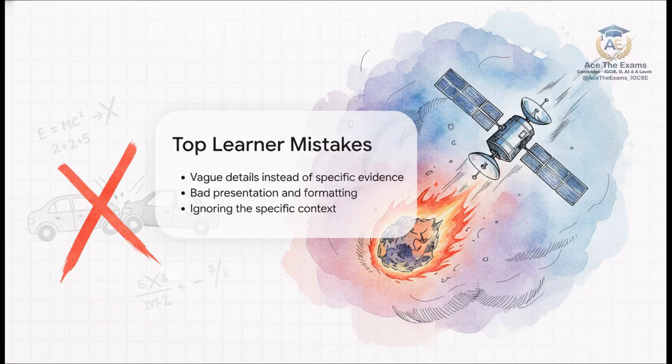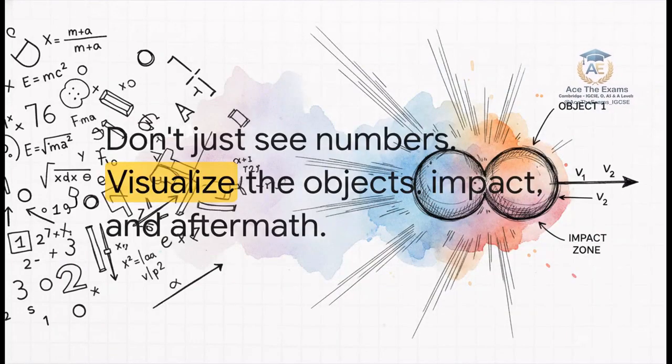And number 3, ignoring the specific context. Remember that 0 we talked about at the beginning? If the question is about a satellite and a meteor, please don't write a generic answer about 2 cars colliding. Use their context. To help you dodge those traps, here is a highly effective cognitive tool.